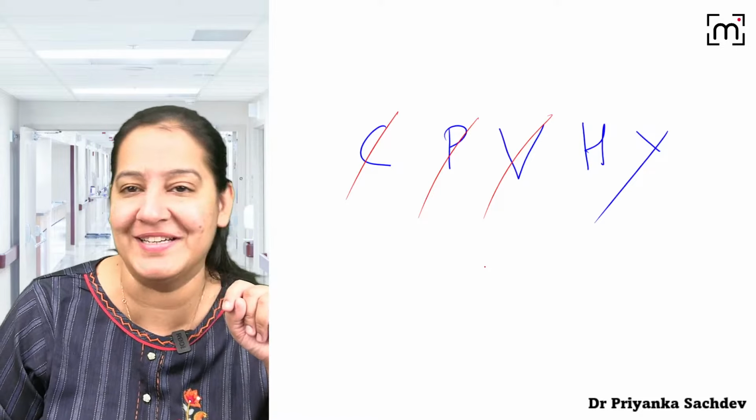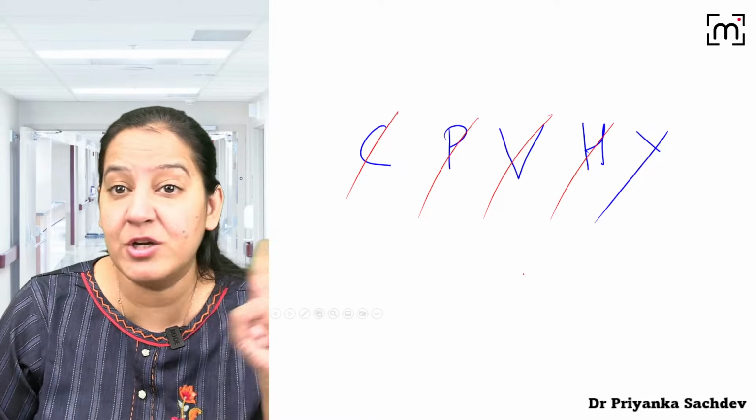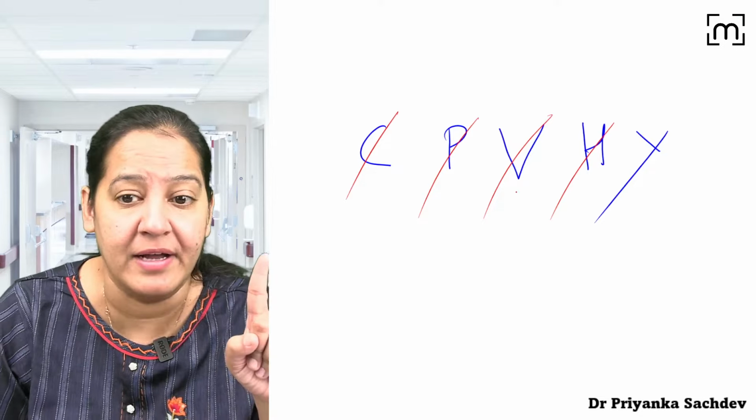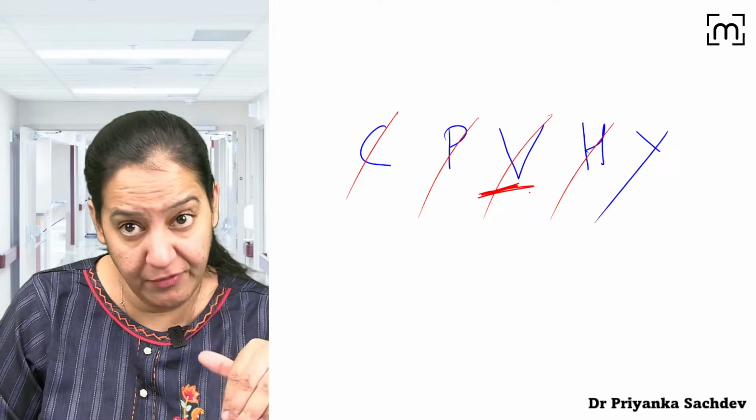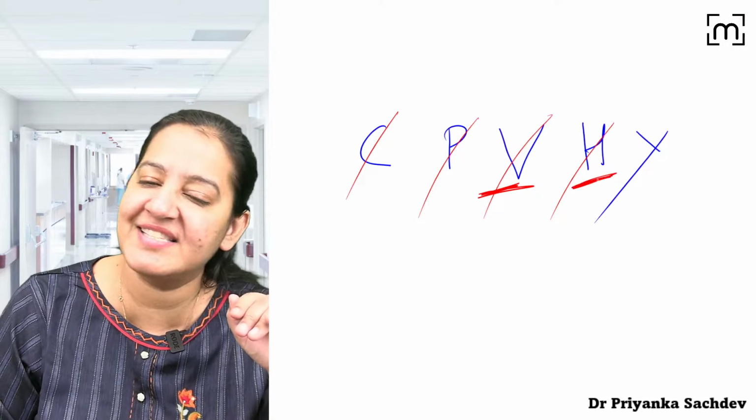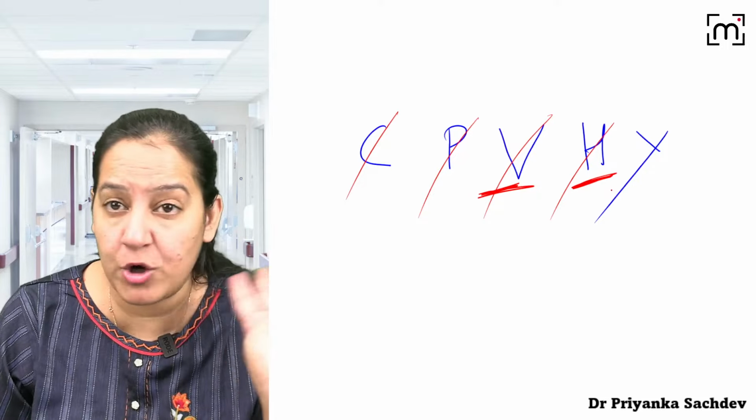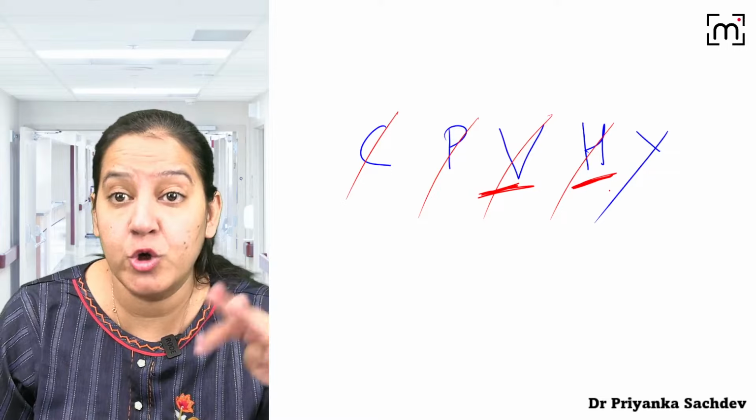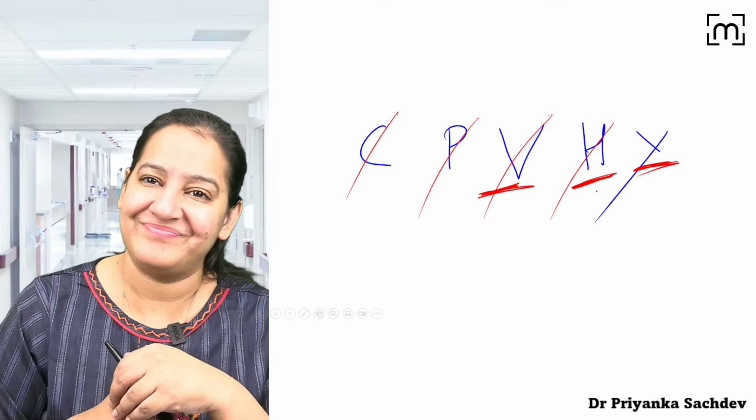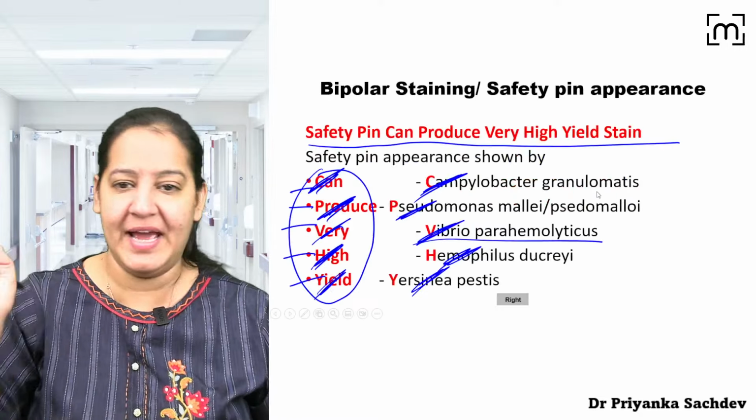It's Vibrio parahaemolyticus. H is for Haemophilus, but not influenzae. Please mind it again. This is Vibrio, but not cholerae. It's Vibrio parahaemolyticus. In the same way, H is Haemophilus, but not influenzae. It's Haemophilus ducreyi. And Y is Yersinia. So it's very easy, can produce very high yield, right?